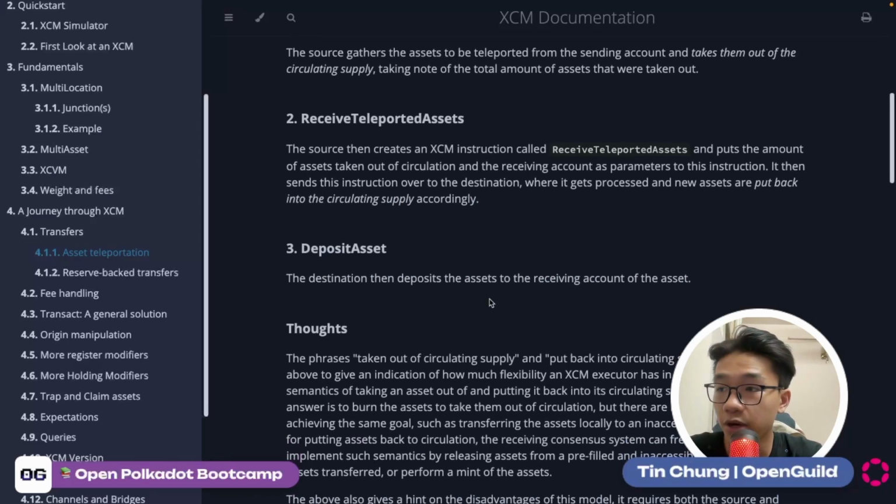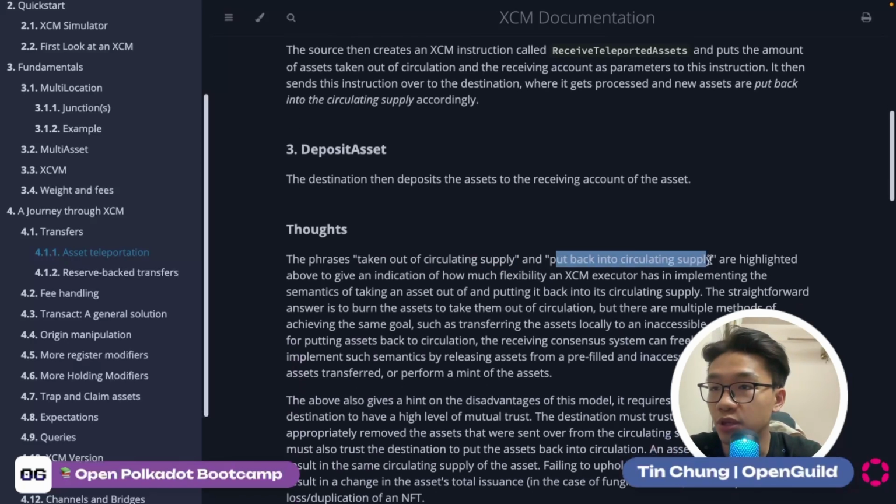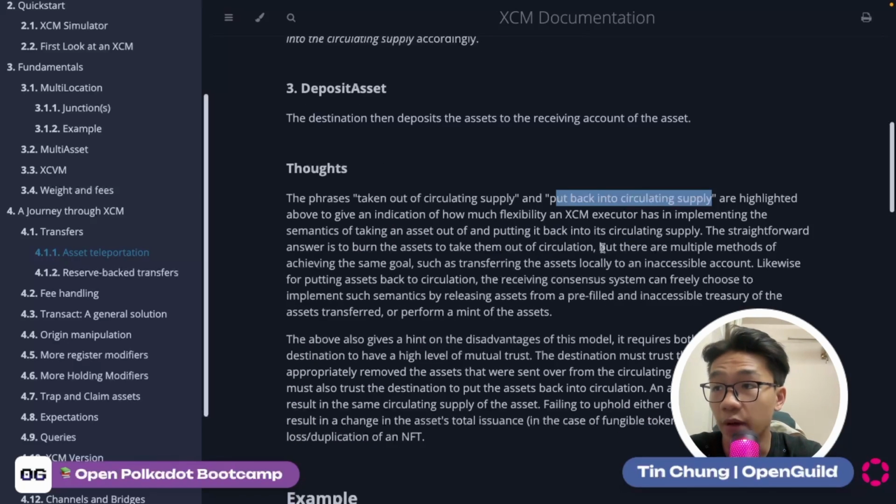As you can see right here, it uses the two phrases "taken out of circulating supply" and "put back into the circulating supply". This gives an indication of how much flexibility an XCM executor has in implementing the semantics of taking an asset out of and putting it back into its circulating supply. Imagine the circulation of the token across the overall cross-chain network is shared across the network. So if you take the token out from one chain and then send it to another chain, you have to put it back into circulation. If it's not put back correctly, then a lot of problems will happen.